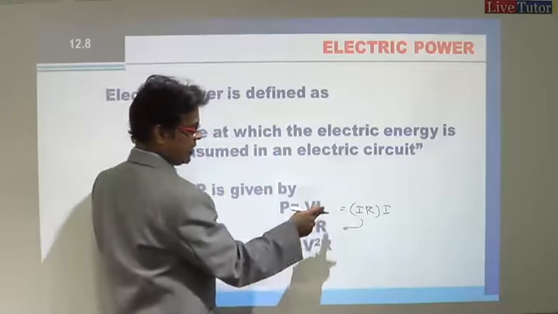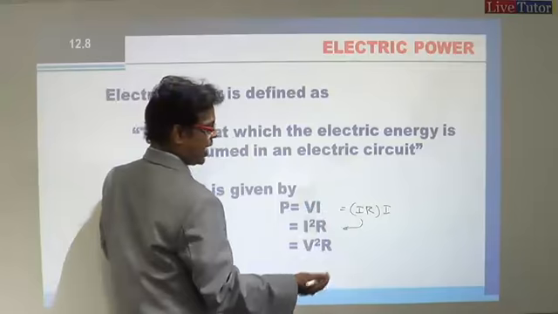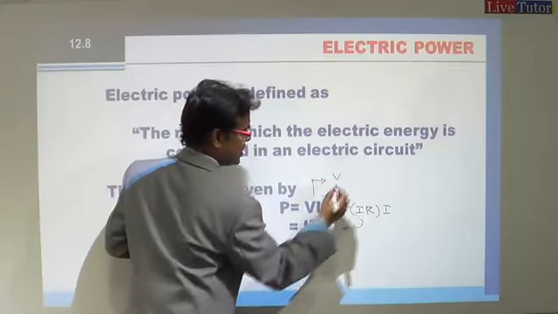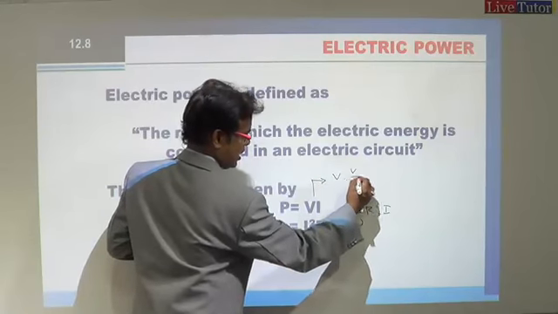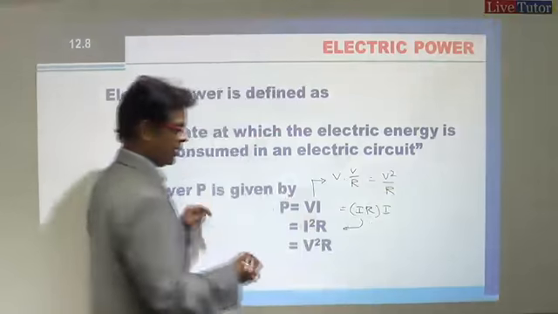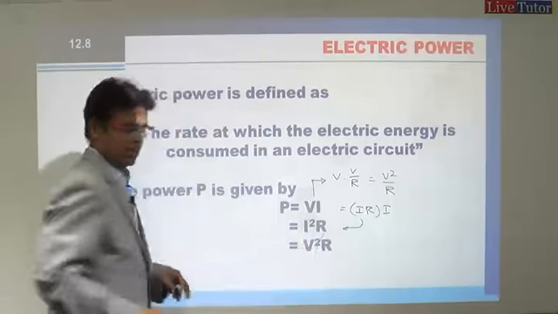And similarly, in place of I, we can put V by R, isn't it? V into I is equal to V into V by R. So it is V square by R.